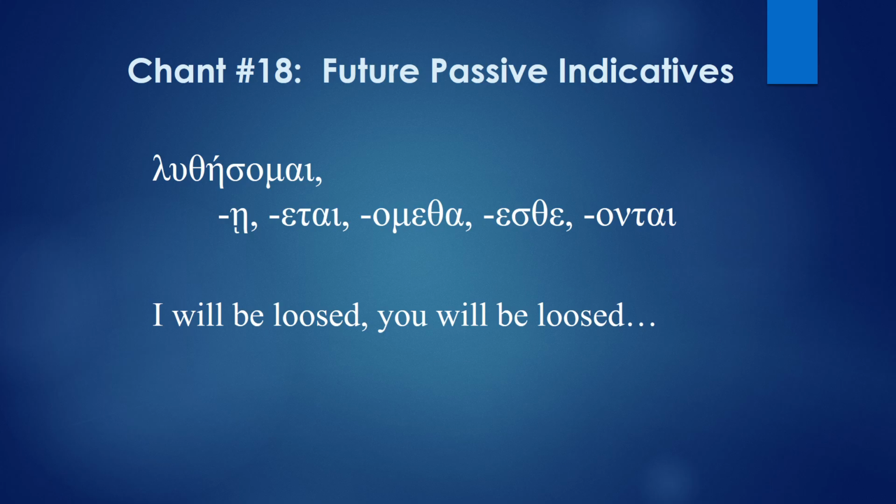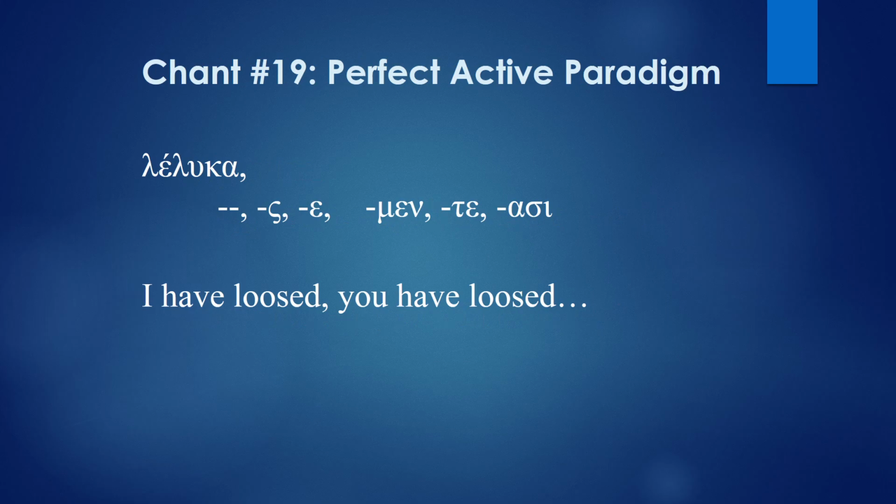Luthesomai, etai, omatha, esthe, ontai. Once again, luthesomai, etai, omatha, esthe, ontai. And one final time, luthesomai, etai, omatha, esthe, ontai. This is chant number 18, the future. Chant number 19, the perfect active indicative verb.